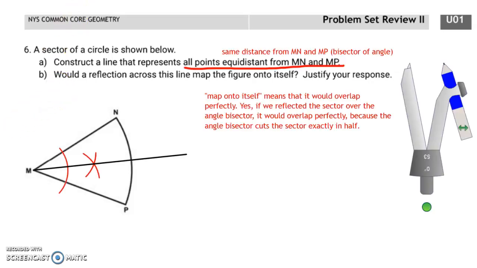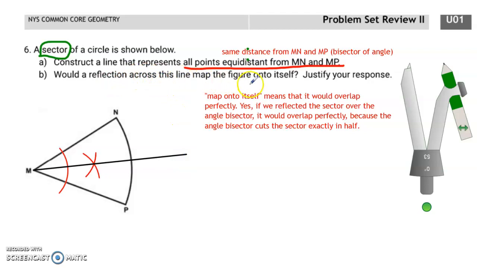This question tells us that we're looking at a sector of a circle. We haven't gone over this word sector yet, but that's okay because you don't need to know that. All you need to know is that this is an angle and you can bisect it. Construct a line that represents all points equidistant, same distance from MN and MP. We're supposed to construct a bisector, so that's what you should have done.